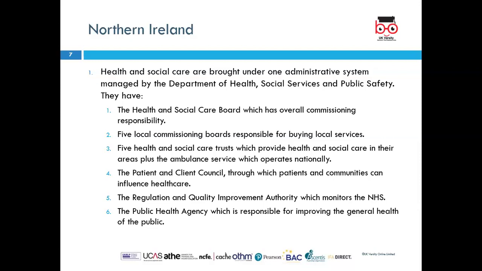So a bit about that, because we were a part of Northern Ireland. So health and social care, it was brought under one administrative system that was managed by the Department of Health, Social Services and Public Safety. And what their responsibilities are, the Health and Social Care Board has an overall commissioning responsibility. Five local commissioning bodies or boards are there. They're set up there, which are responsible for buying local services. There are another five health and social care trusts. These provide health and social care in their areas, plus the ambulance services, which operate nationally.